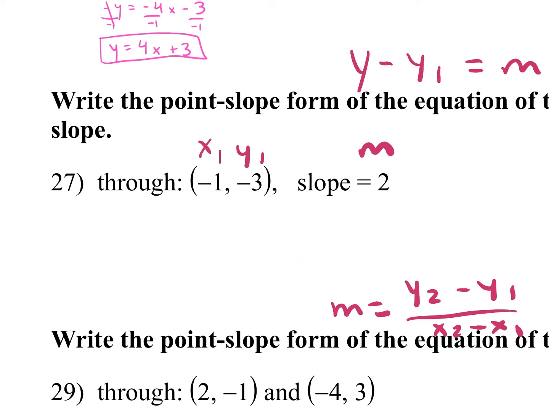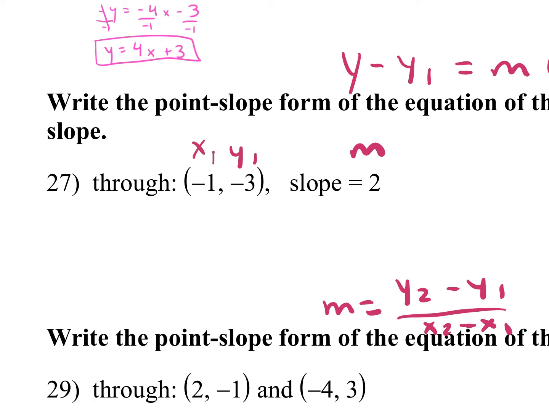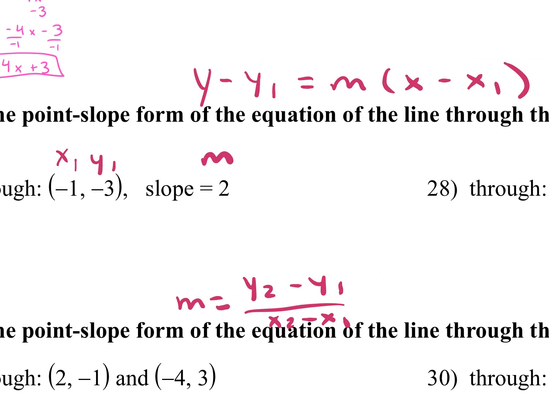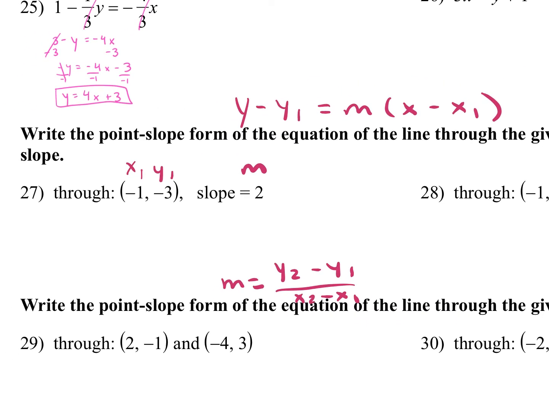All right, let's look at 27. Write the point-slope form of the equation. So point-slope form is y minus y1 is equal to m times x minus x1. So I have to plug in my point and my slope. So I have y minus, y1 is -3, so that becomes a plus 3, is equal to, the slope is 2, times x minus -1, so it becomes a plus 1.